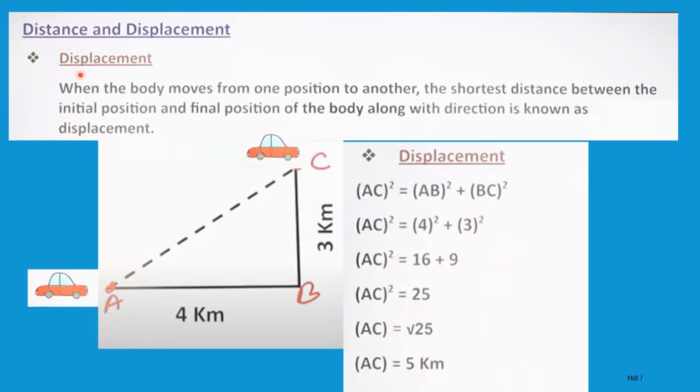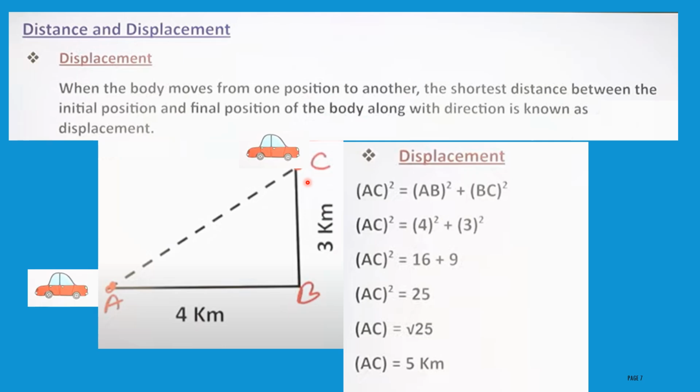Let us discuss in detail displacement. When a body moves from one position to another, the shortest distance between the initial position and final position of the body, along with the direction, is known as displacement. Consider the motion of the car. A is the initial position of the car, otherwise the initial point. At point A, the car starts its journey. After covering 4 kilometers, it reaches point B. At point B, it changes its direction. Then it covers 3 kilometers and reaches point C. C is the final position of the car.